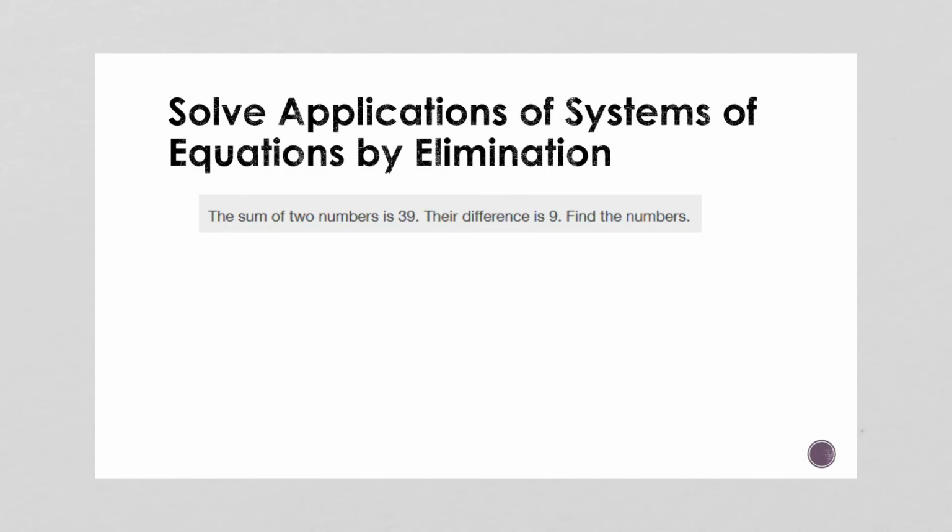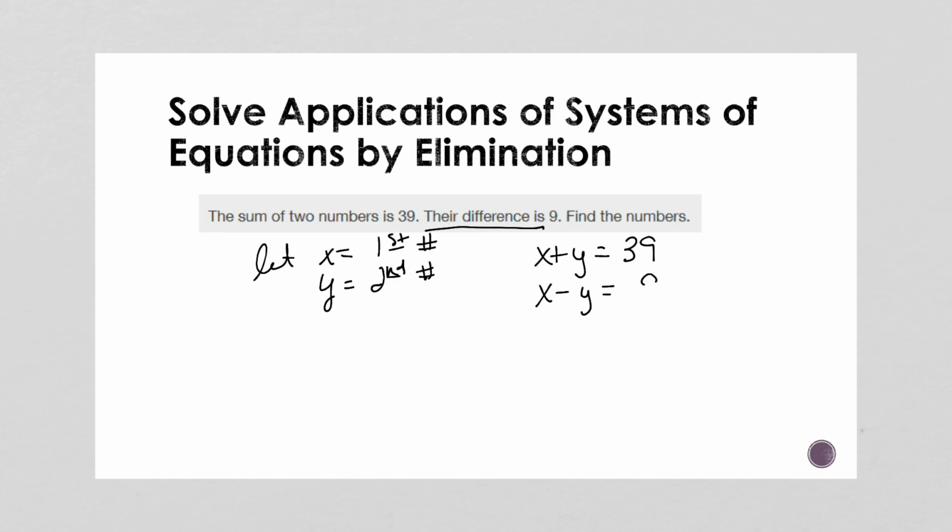All right, so now we've got some word problems here. So solve applications of systems of equations. The sum of two numbers is 39. Okay, so we're going to let x equal our first number, and we're going to let y equal our second number. And I know that x plus y is equal to 39. Their difference is 9, so x minus y is 9.